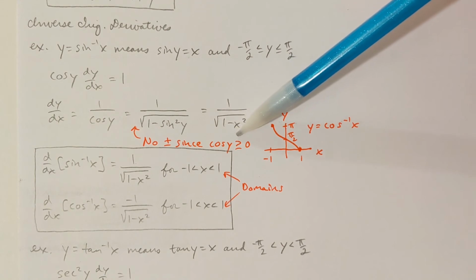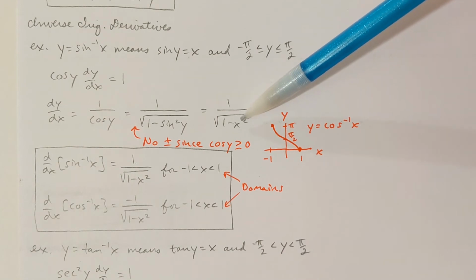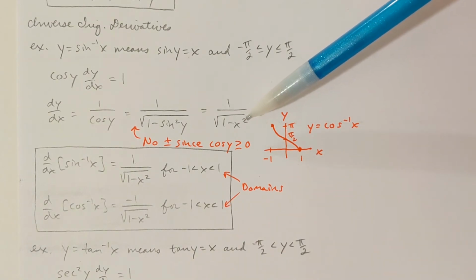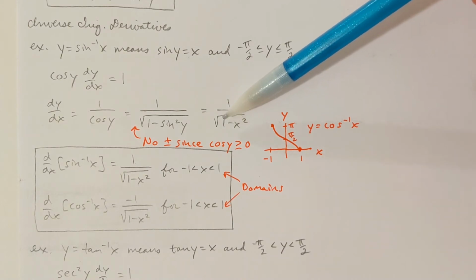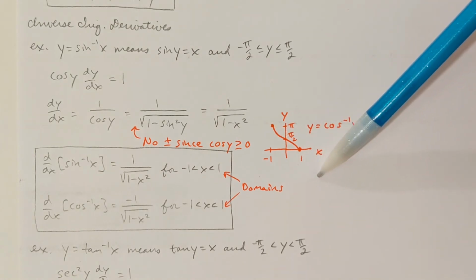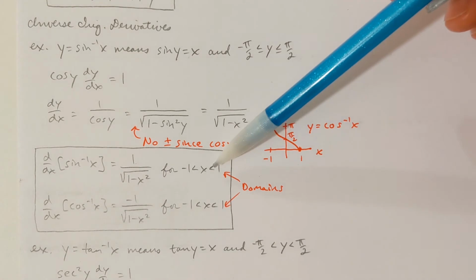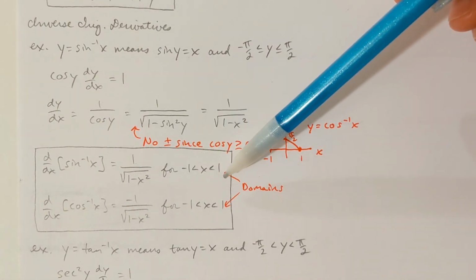I'm getting that by simply stating the domain of what you see here. Of course I can't divide by 0, so x can't be 1 or negative 1, and I don't want a negative underneath the square root sign. So if you set 1 minus x squared to be greater than 0 and solve for x, that's how I'm getting this condition on x here.